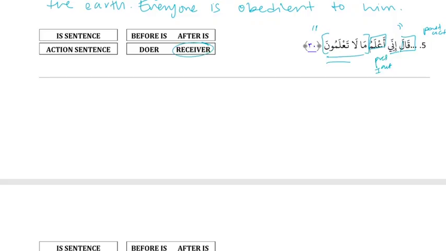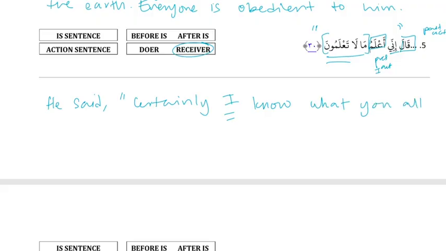Yeah, so we have our doer here, and then all that's left for this is receiver. And let's translate that. He said. Okay, so قال is he said. Certainly I. Yeah, start of the quote. Certainly I, an emphasis because it's the doer coming before the action. Okay, I know. أعلم is I know, and then the receiver. What you all do not know. Right, what you all don't know.